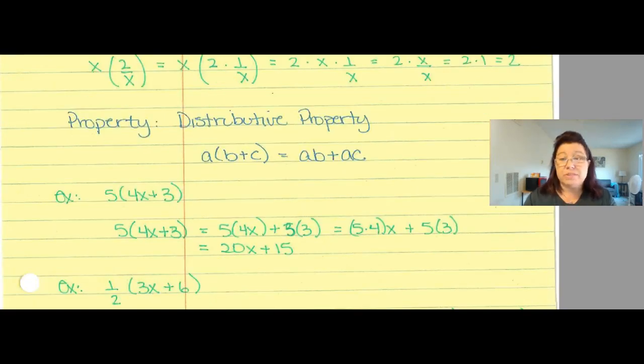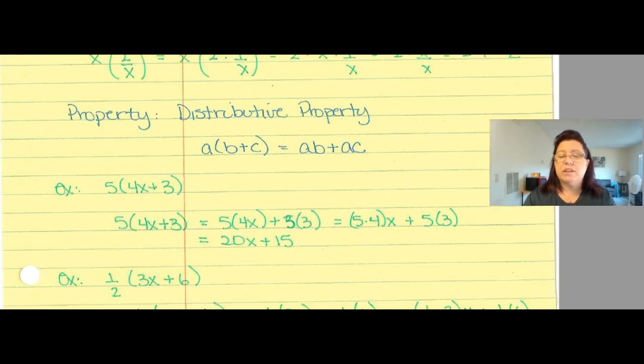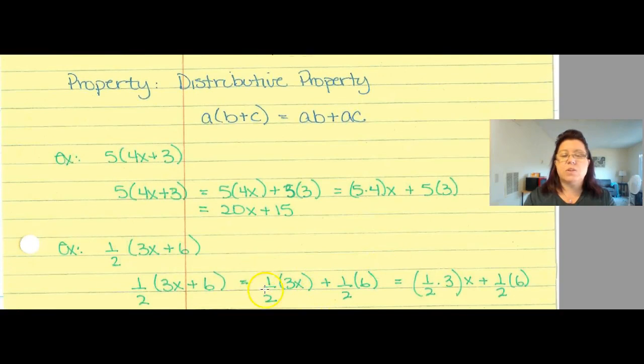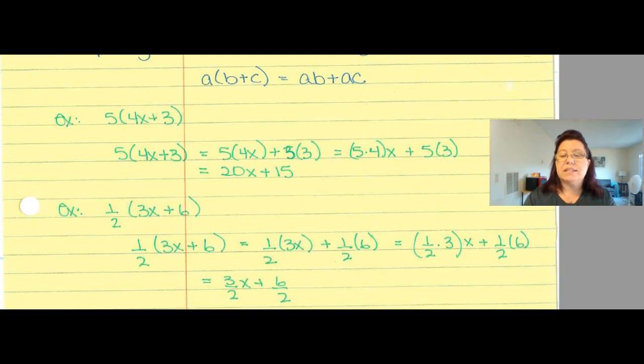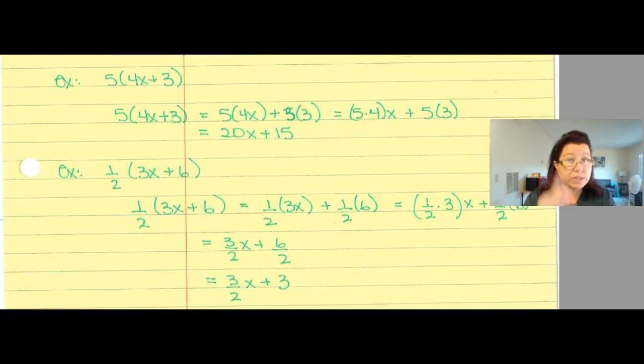Let's crank it up a notch and throw in some fractions. Those always seem to trip people up. So 1/2 times the quantity 3x plus 6. Again, the first thing you need to look at is, can I do anything in that parentheses? Can I simplify it? And if the answer is no, you go to the next phase, which is I have 1 half times this quantity, so I am going to distribute the 1 half to each term inside the parentheses, so 1 half times 3x plus 1 half times 6. 1 half times 3 is 3 halves, and 1 half times 6 is 6 over 2, but I can reduce the 6 over 2, and I do want to do that, so my final is 3 over 2 x plus 3.